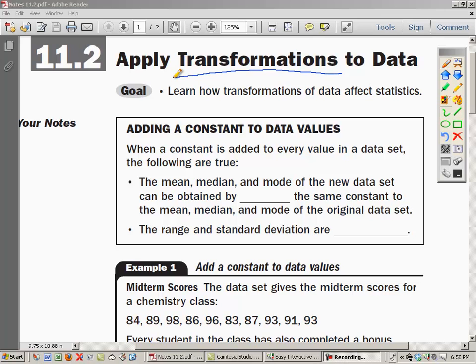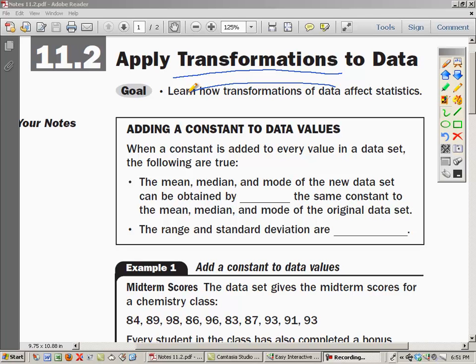When we're talking about doing transformations to data, what we're really talking about is, suppose I apply some sort of transformation, either I add some number, subtract some number, multiply or divide to the set of data. What happens to our measures of central tendency and our standard deviation and our range?